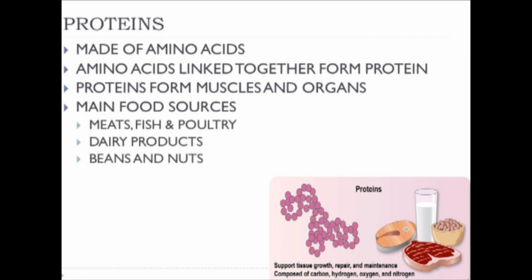And the main sources of the protein in our diet are the meats, the fish, the poultry, the dairy products, and then we also have the beans and nuts. The beans are also called legumes, and they include things like soybean, fava bean, romano bean, a variety of lentils, and so forth, and the nuts. And these provide us with our basic proteins in our diet.